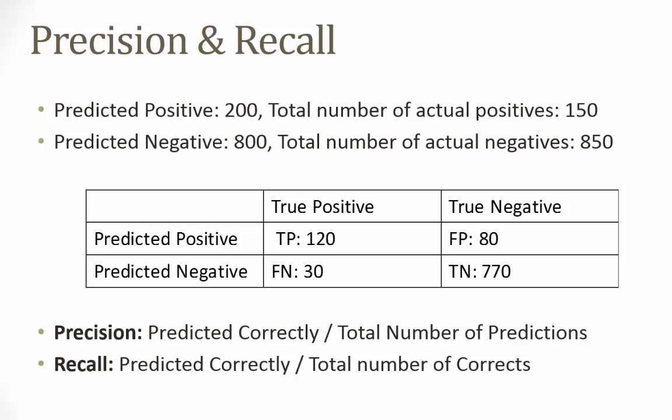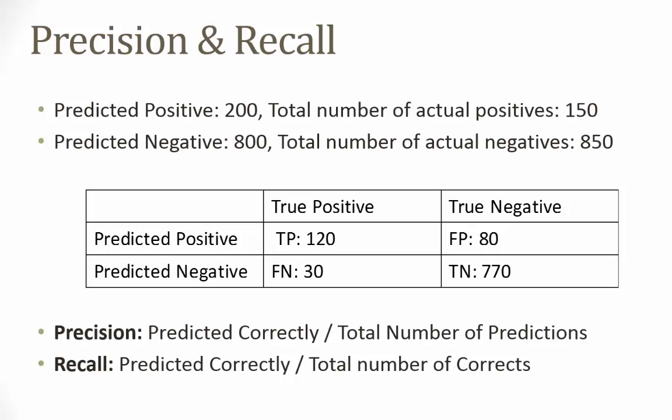Now let's consider true positive and false positive numbers. So you know that our model predicted 200 cases as positive. Now when we go ahead and compare these results to what actually happened, we understand that only 120 of these cases were true positive. The rest, 80 of them, were false positive. It means that they were predicted positive, but they were actually negative.